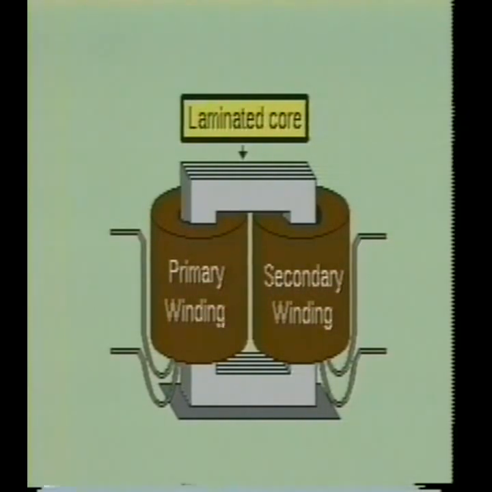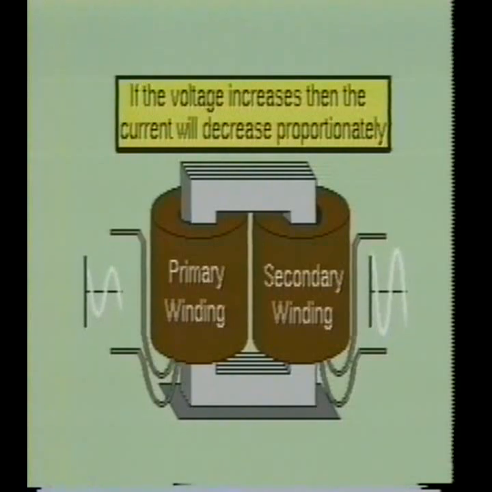These windings are usually wrapped around a common core made from laminated sheets of iron. If the current flowing through the primary coil is fluctuating, then a current will be induced into the secondary coil. Transformers have the ability to transform voltage and current to higher or lower levels.